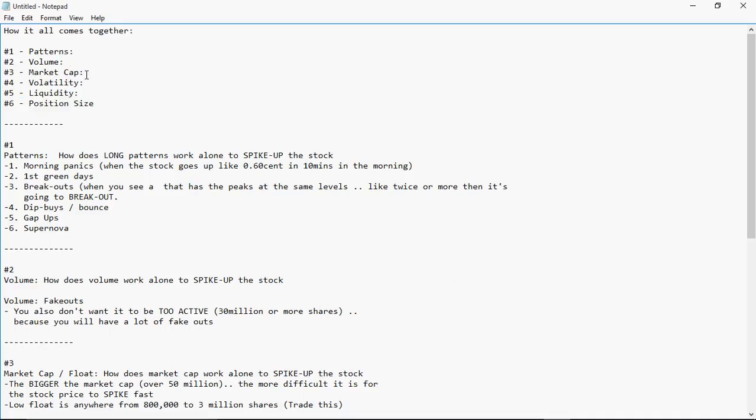And if these are not in the right ranges, you enter the stock and it could actually go against you, even though the pattern might be right. And even though the volume bars are going up, those conditions might be right. But if the market cap is too big, it hinders you from winning. It hinders it. I'm going to show you how.